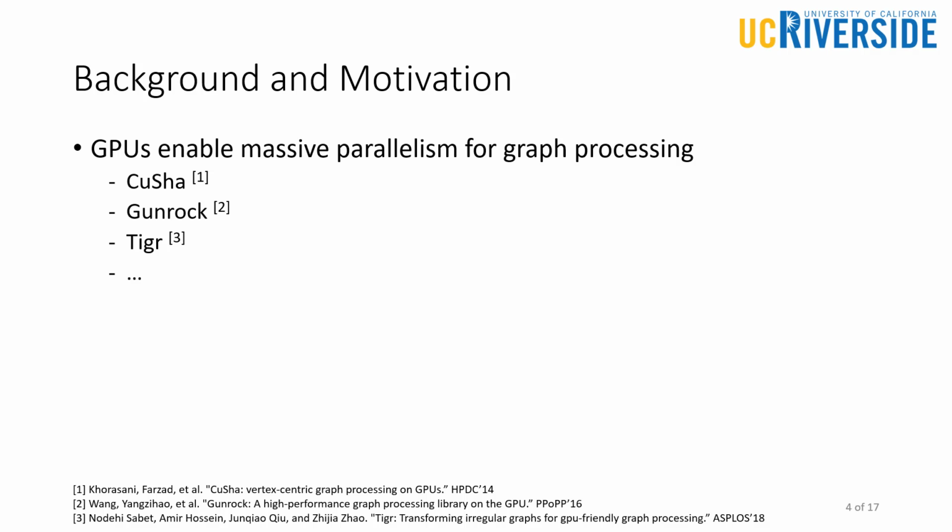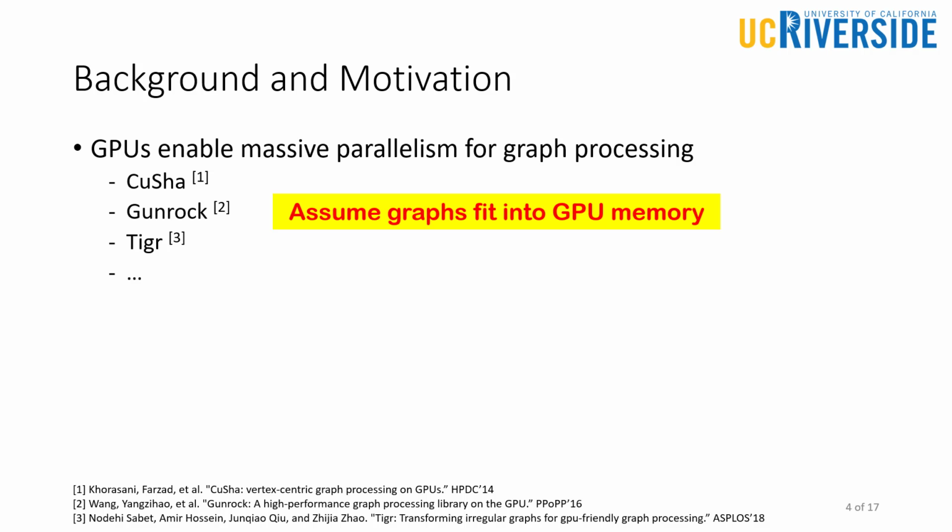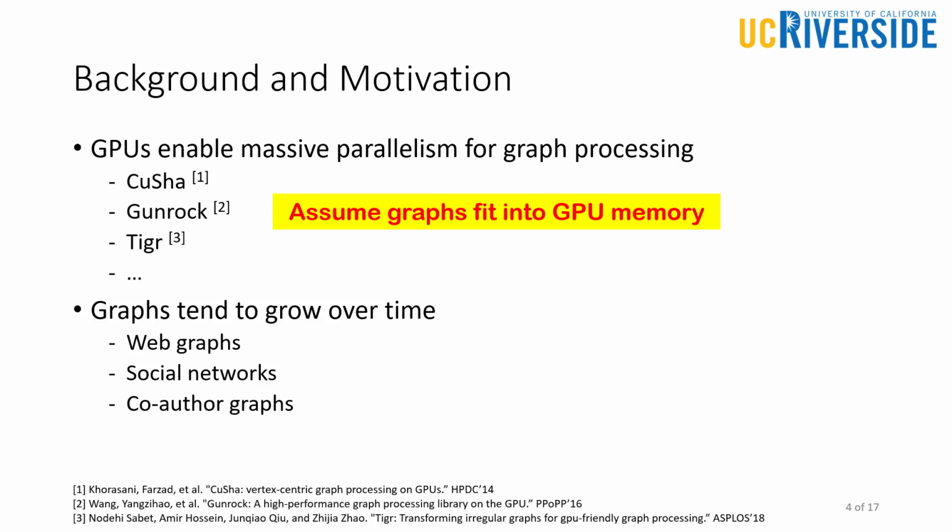With thousands of cores, GPUs offer massive parallelism for vertex-centric graph processing. There have been a series of GPU-based graph processing systems developed, including Cusha, Gunrock, Tigr, and many others. Most of these systems assume the input graph can fit into the GPU memory.